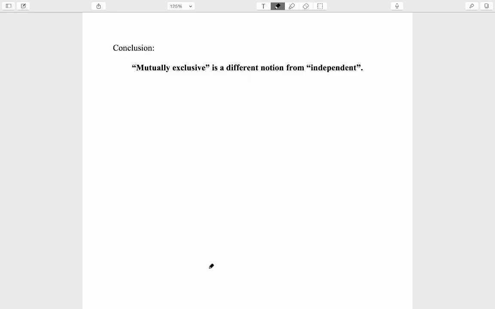The conclusion, and this is important: mutually exclusive is a different notion from independent. They are different ideas. I caution you that it is very common to mix these two notions up.